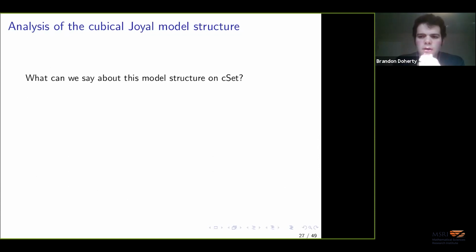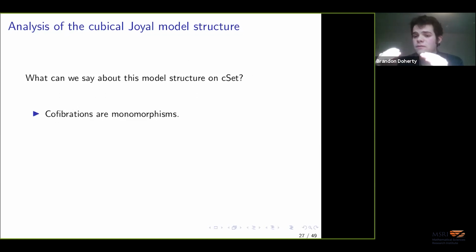So we'd like to analyze this model structure on C-set, not C-set prime. It's written correctly in this slide. So first of all, what we can say is that the cofibrations are monomorphisms. That's fairly easy to see just from the definition. It's pretty clear that a map of cubical sets is a monomorphism if and only if its minimal marking is a monomorphism of marked cubical sets.